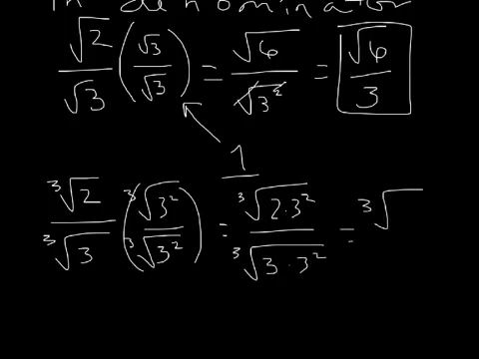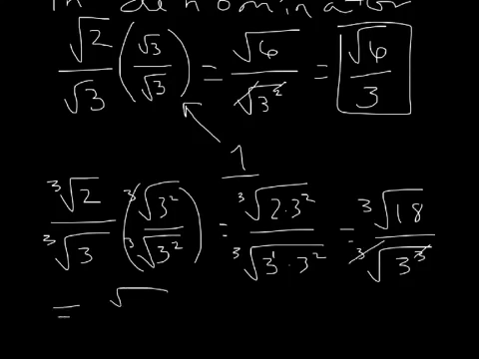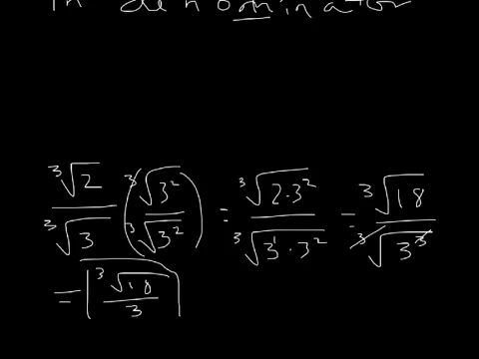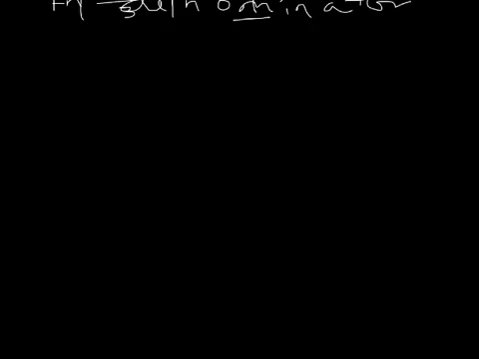Let's go ahead and multiply the top. That's 9 times 2, which is 18. But on the bottom, what do I have? 3 to the 1 and 3 to the 2, which is 3 to the 3. And see, those cancel. So what I have as an answer is the cube root of 18 all over 3. Okay, so now let's make it a little bit harder.